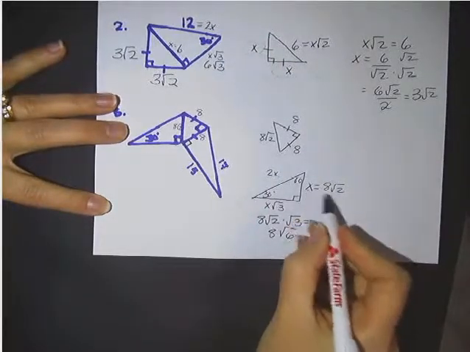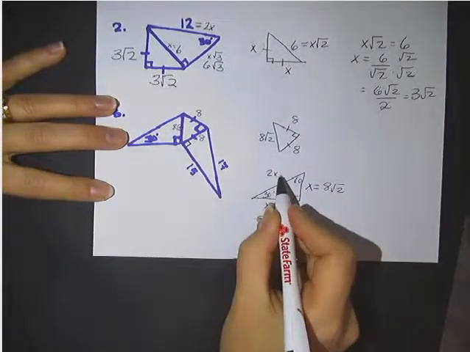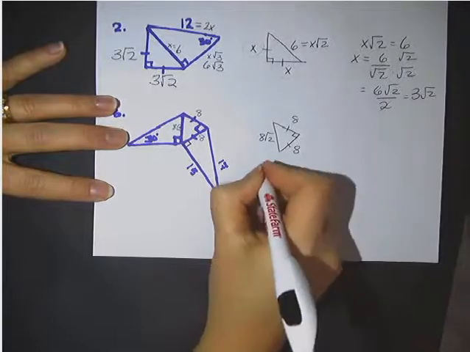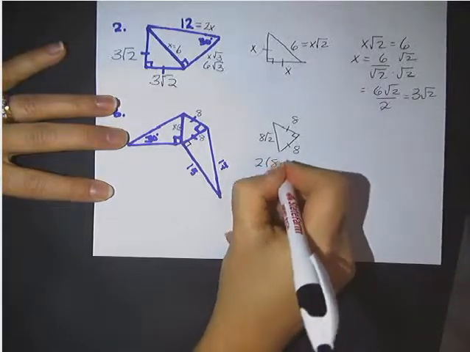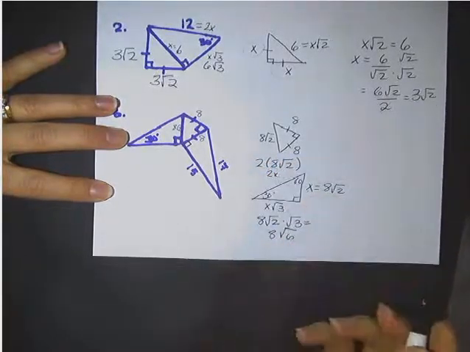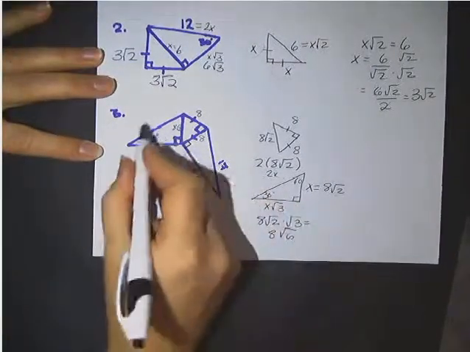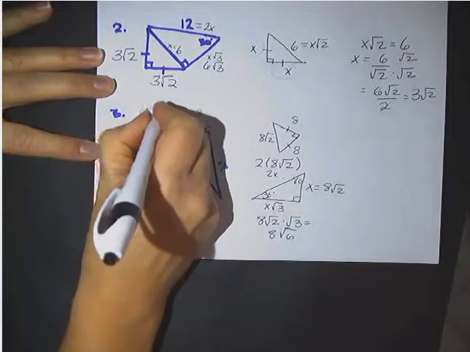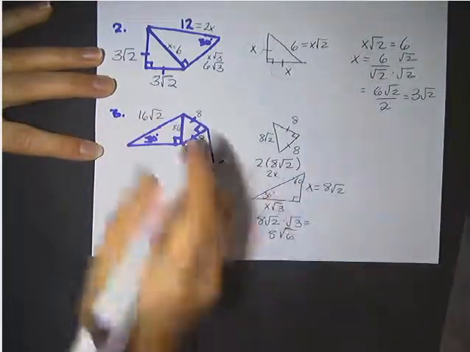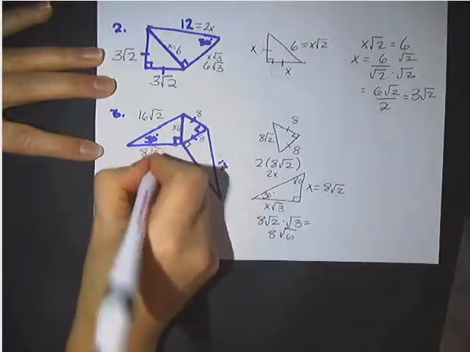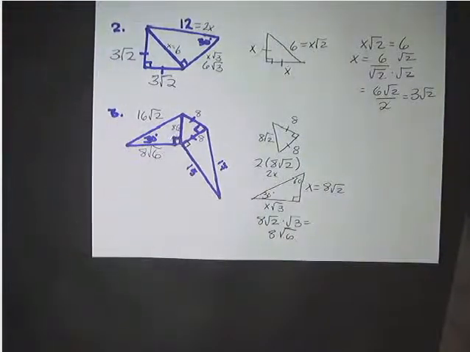Okay, so if x is 8 root 2 and I want 2 times x, I'm trying to find 2 times 8 root 2, which is 16 root 2 for this hypotenuse. So where does that go? That's this side, 16 root 2. This side was 8 root 6. So now I've found every side.